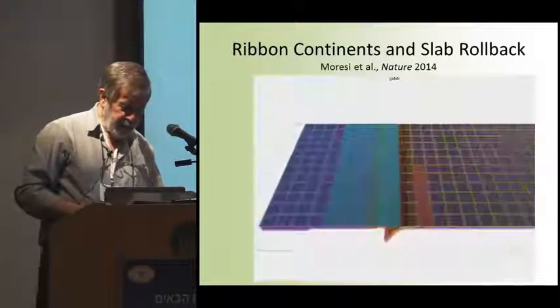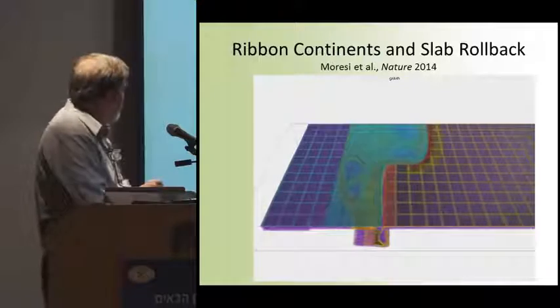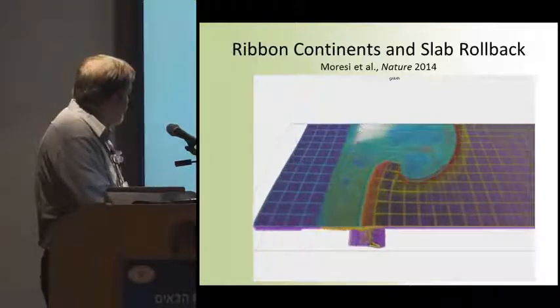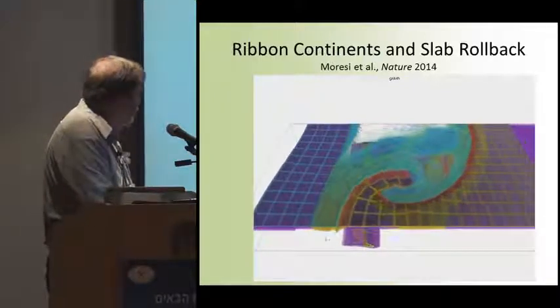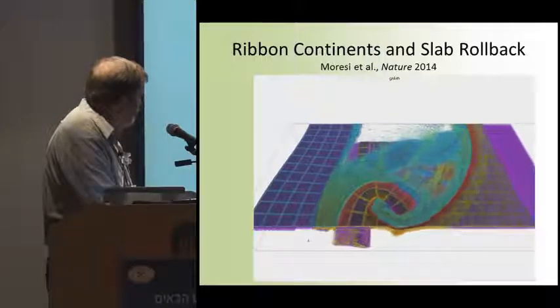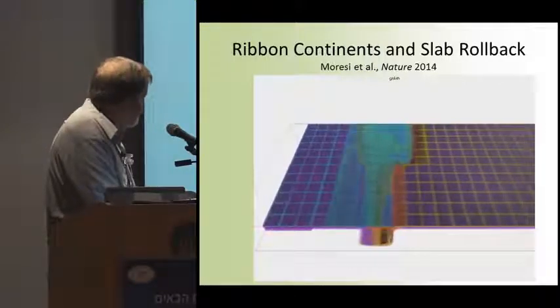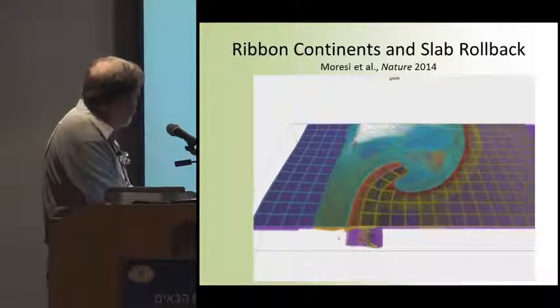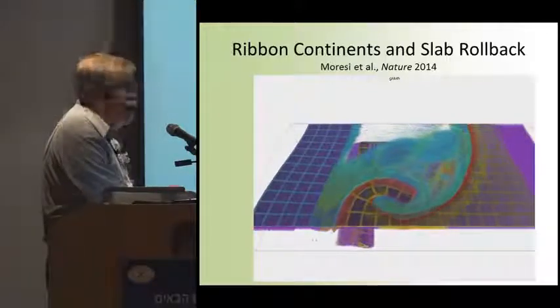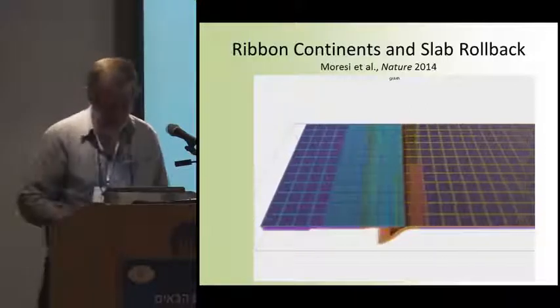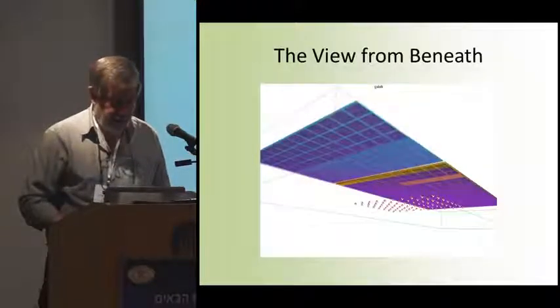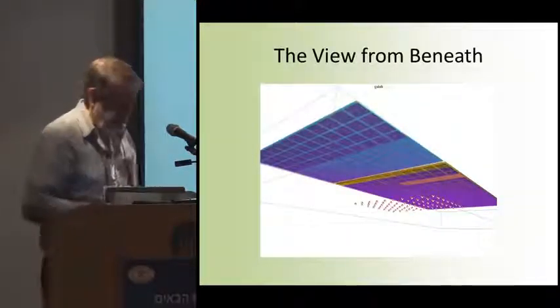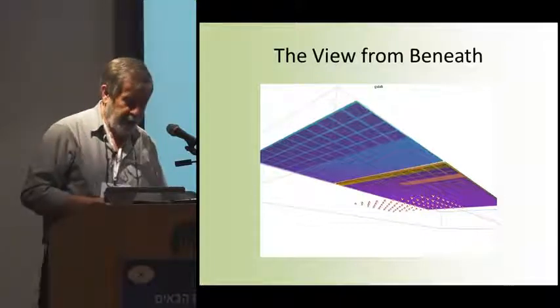What happens now is that, you see, once the ribbon continent hits, the rest of the slab rolls back. And the rollback is really quite spectacular. You're seeing this in 3 dimensions here. And this takes the slab right on down into the transition zone, but it also creates a big hole here. So something has to give. And you see this best, I think, in this one, which is looking at it from underneath.